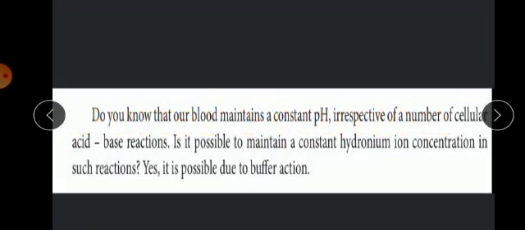Do you know that our blood maintains a constant pH irrespective of a number of cellular acid base reactions? Is it possible to maintain a constant hydronium ion concentration in such reactions? Yes, it is possible due to buffer action.